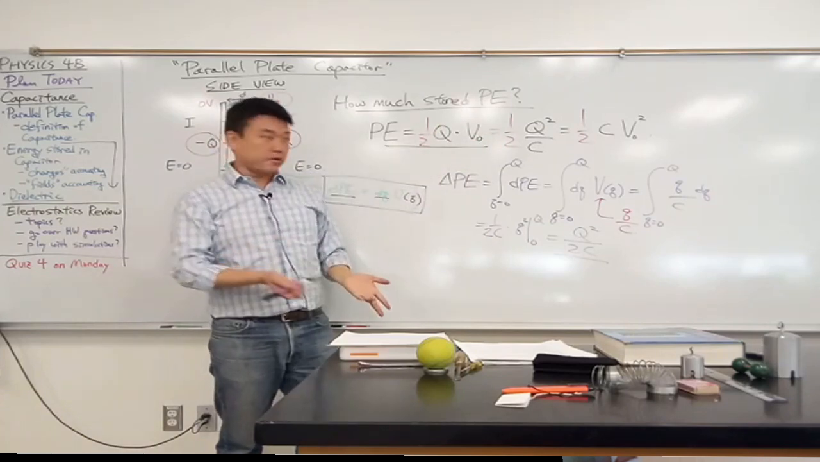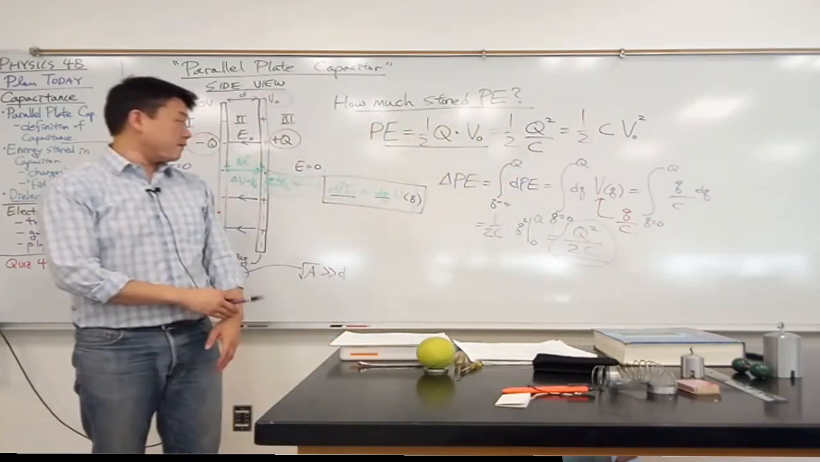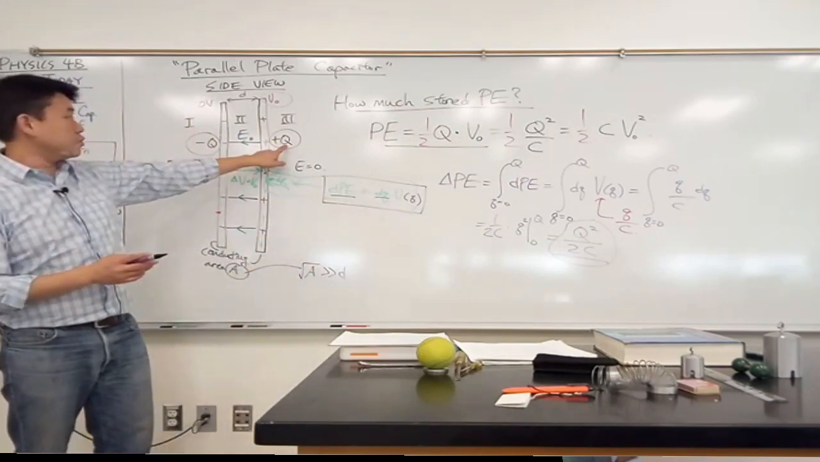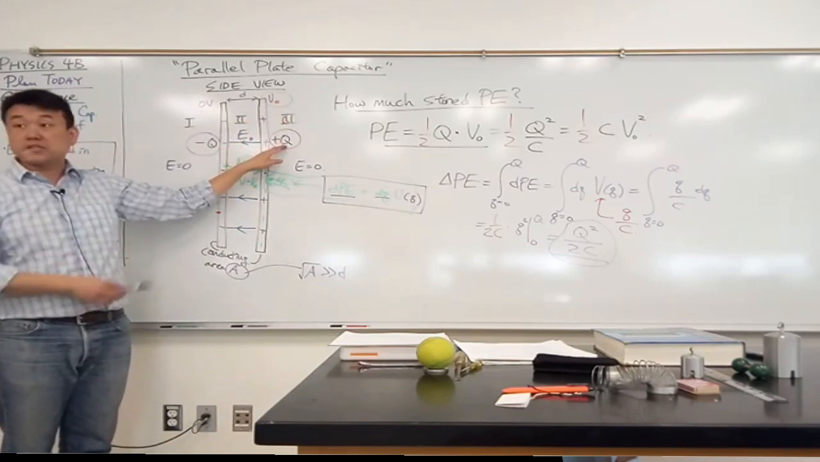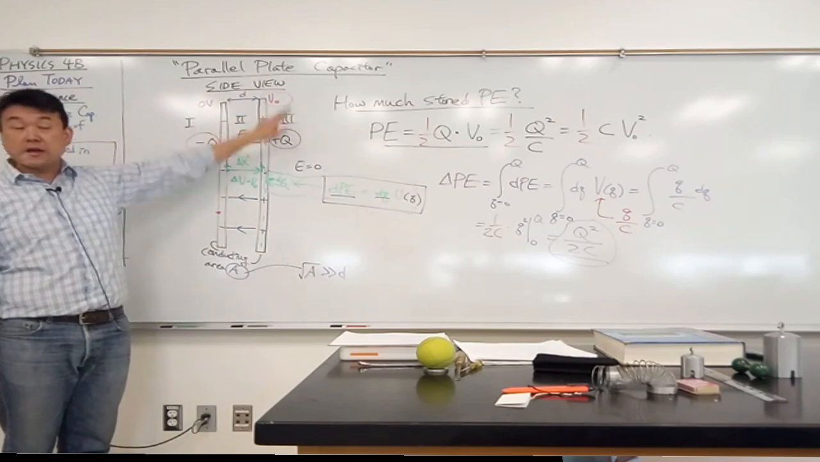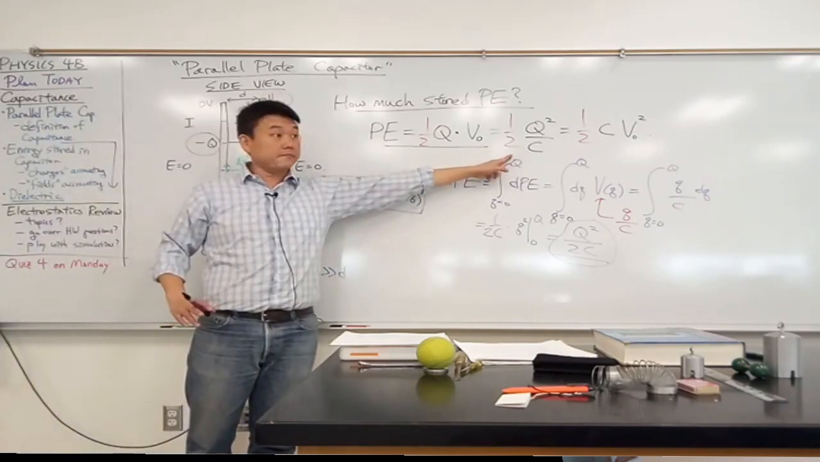So that's one way to look at it: this factor of 1/2 comes from the fact that not all the charge Q was placed at this voltage. Some of the charges were placed at 0 voltage, and some of them were placed at this maximum voltage. When you average it, you get this factor of 1/2.